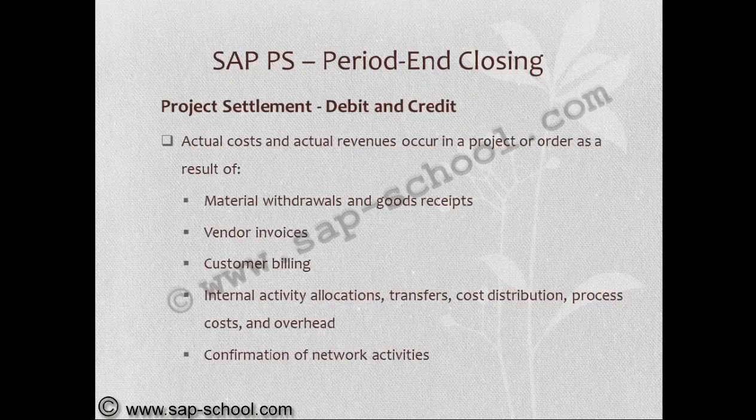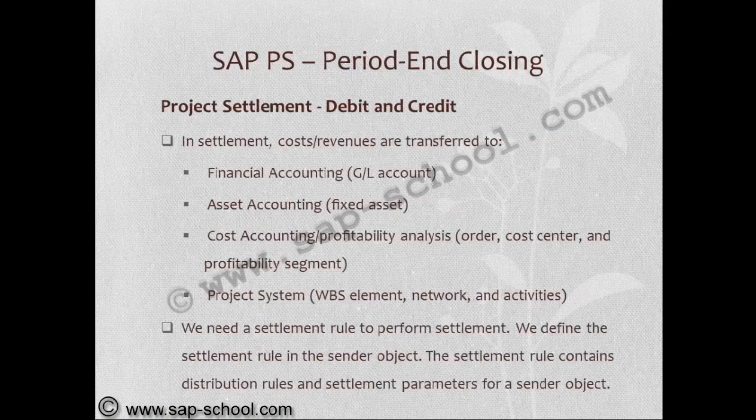If you see the debit and credit part, the actual costs and actual revenues that occur in a project are posted as a result of material withdrawals and goods receipt, vendor invoices, customer billing, internal activity allocations, transfers, cost distribution, process costs, and overhead. Also confirmation of network activities. In settlement, costs and revenues are transferred to finance accounting, asset accounting, cost accounting, profitability analysis, and project system.